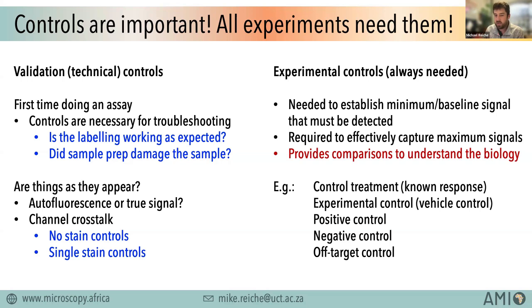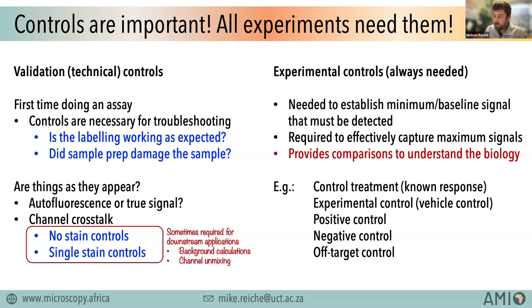These are your more straightforward or probably more familiar controls. These are your vehicle controls, your positive controls, off-target controls. There are many different controls for many different purposes, but you should include them in your experiment. I will quickly highlight that some of your validation controls, in particular your no stain control and your single stain controls, you might need as part of your experimental pipeline. These can be for background calculations, for channel unmixing, all sorts of downstream applications. So don't overlook them. They can be very, very important.